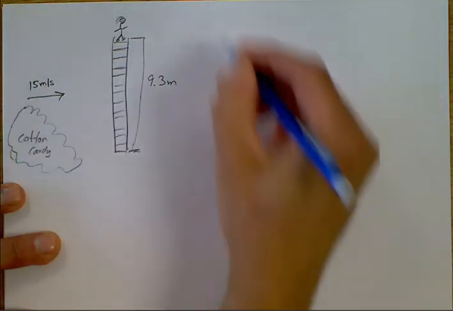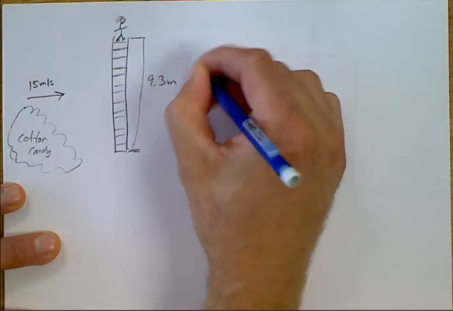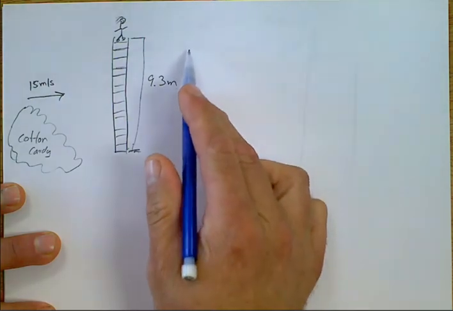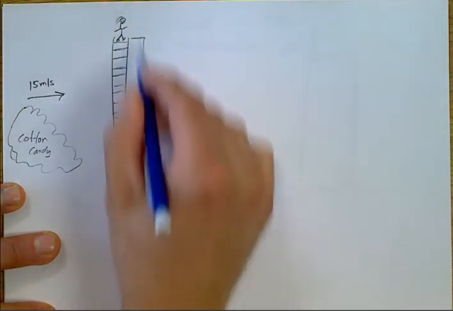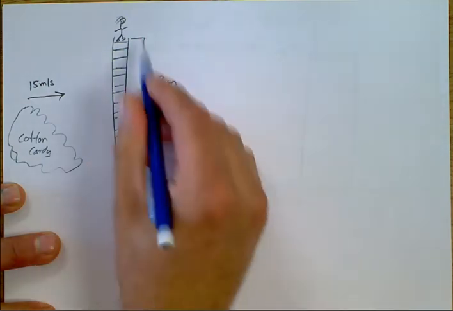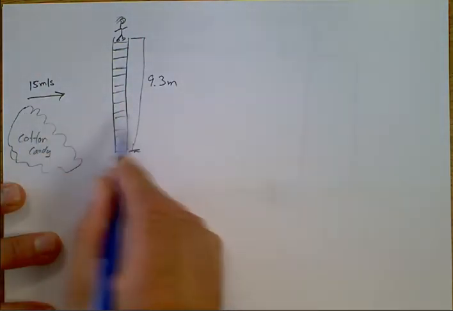Well, how am I going to figure that out? I've got to figure out how long I'm going to be in the air. And once I know how long I'm going to be in the air, because gravity is going to pull me down in free fall at a constant rate, you see, then I can figure out how far the cotton candy will be traveling during that time.